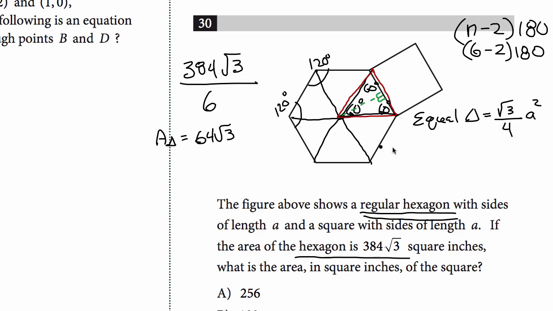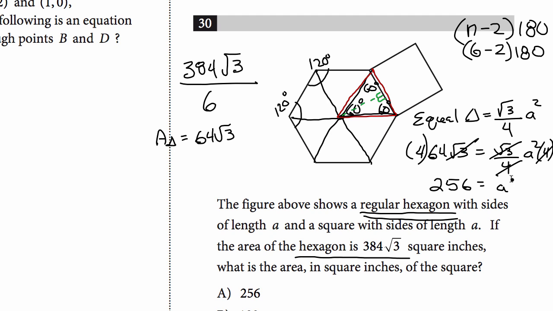Okay, so if the area of the triangle is 64 rad 3, and that's equal to rad 3 over 4 a squared, I'll multiply both sides by 4, because that cancels out. And there's a radical 3 on both sides, so that gets taken out on both sides. So 4 times 64 is 256. 256 equals a squared.